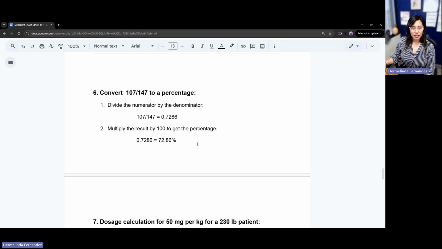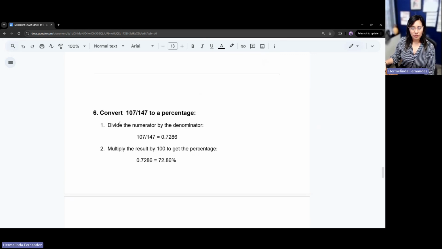Now converting a fraction to a percentage. All you do here is you are dividing, okay? So the line equals divide, and then you multiply by 100 because a percent is out of 100. So 107 divided by 147 equals 0.7286. You multiply it to get 100%.